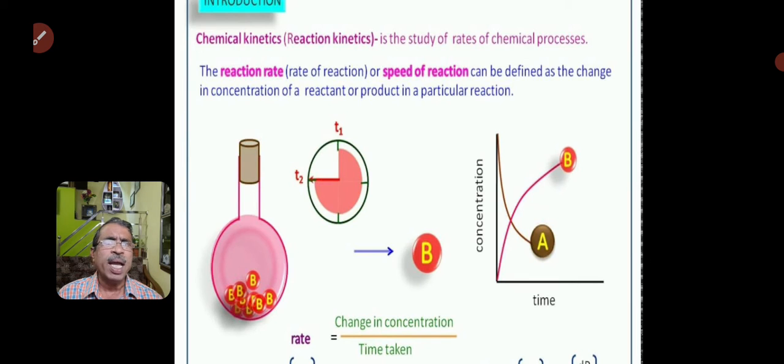Here I have shown a graph. So suppose a reactant A turns into a product B. As the time passes, the graph shows that the concentration of A decreases and the concentration of B increases. Therefore, the rate of the reaction is change in concentration of the reactant or the product divided by time taken.